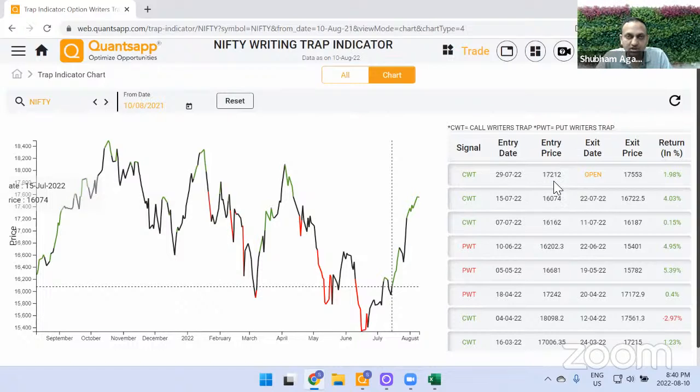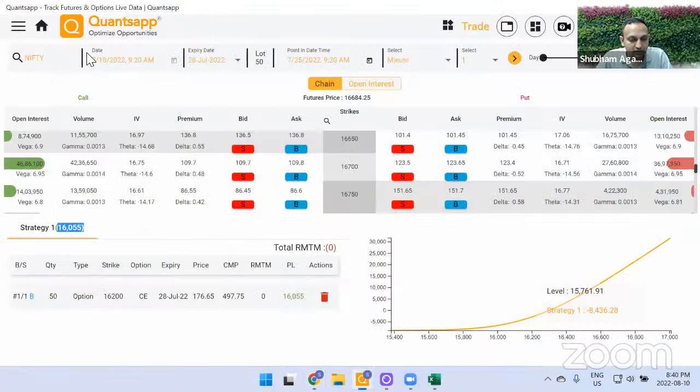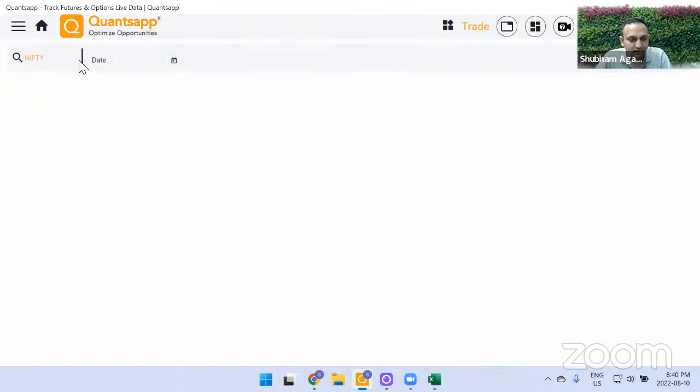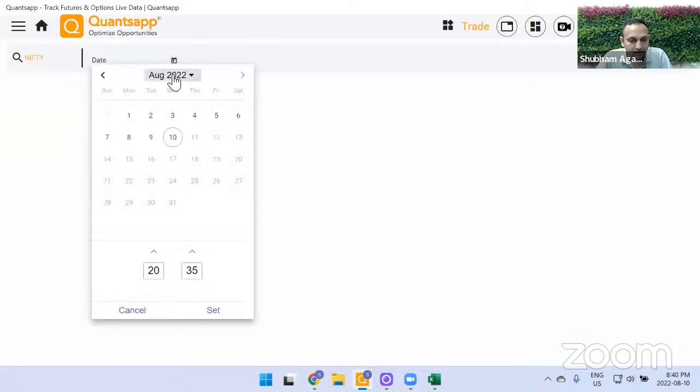So instead of buying futures, obviously we want to do an option on top of it. So we'll just go to this app again, and I'll reset it. And 29th was the signal. So I'll say, when will I be able to buy it? 29th was a Friday. Saturday, Sunday we cannot trade. So we'll go to 1st August.